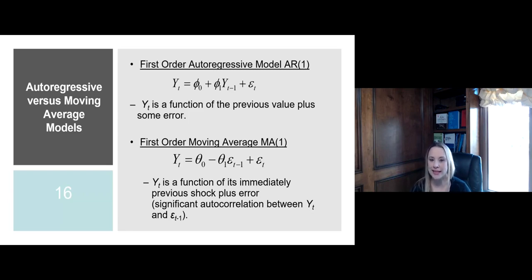So to summarize, in an autoregressive model, in AR1, we are effectively including the prior observation, and that is leading to our current prediction. For a moving average, the first order moving average, we are incorporating the error in the last prediction plus some shock to help us predict YT.